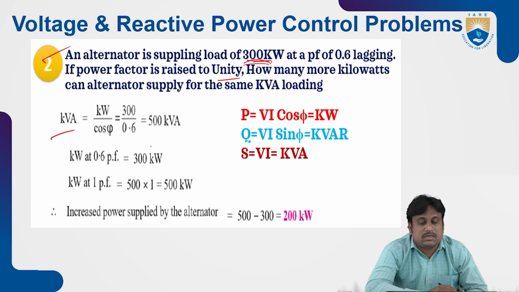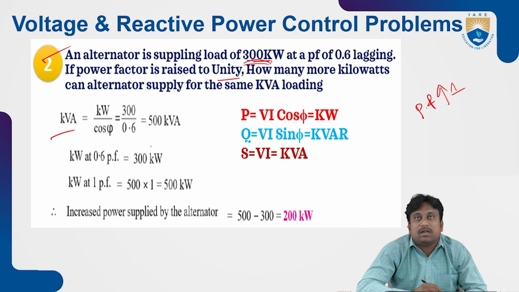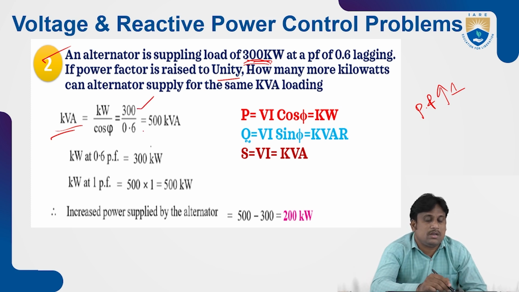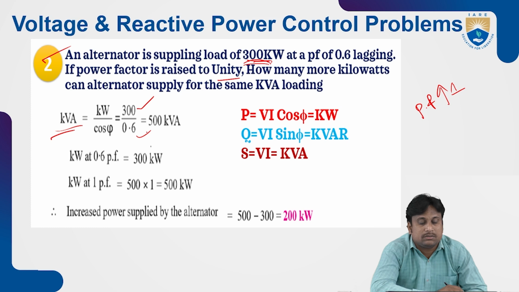So here what he is asking is, as the load is being supplied, the power factor is lagging in nature. Here the power factor is raised to unity. How many more kilowatts can the alternator supply for the same kVA load? So kVA becomes kilowatt by cos phi. Kilowatt is 300, cos phi is 0.6. So 300 by 0.6 gives 500 kVA.